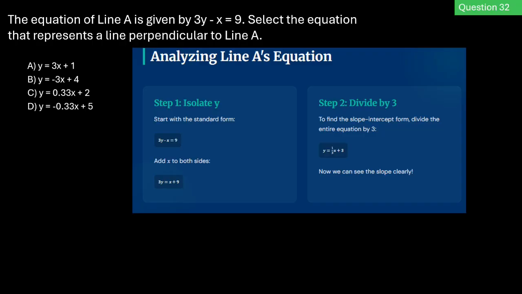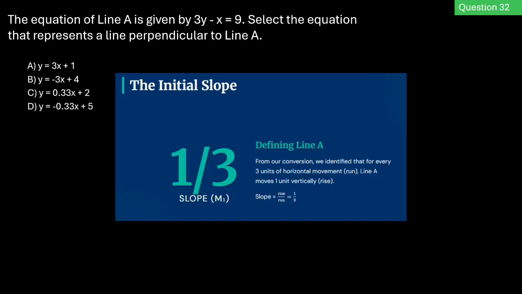Okay? Now there's still a 3 beside our y, so we're not finished isolating the y. To get rid of that 3, we need to do the inverse, which is to divide by 3. And whatever we do to one side, we need to do to the other as well. So if we're dividing the 3y by 3 to isolate the y, we need to divide the right side by 3 as well. That leaves us with y is equal to 1/3 x plus 3. Now you can see the slope. Our slope is exactly 1/3.